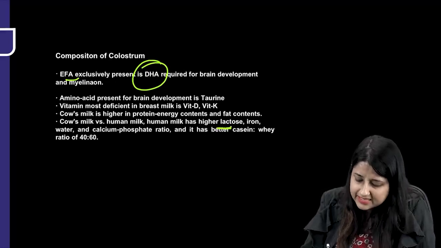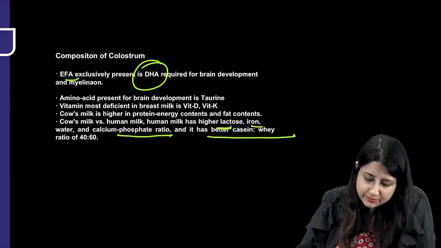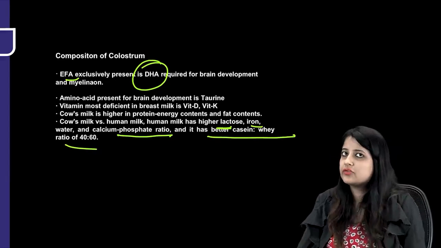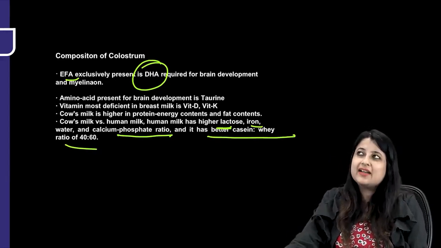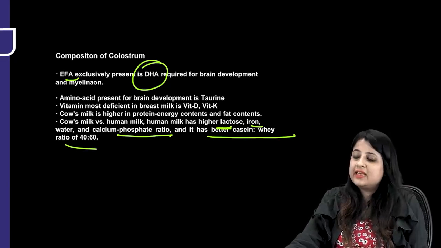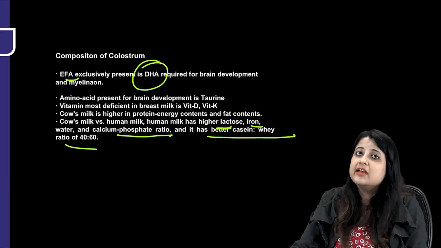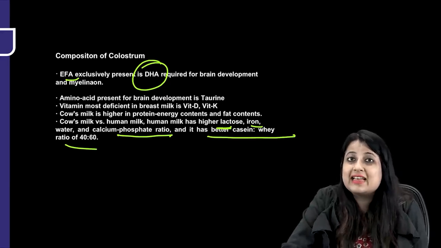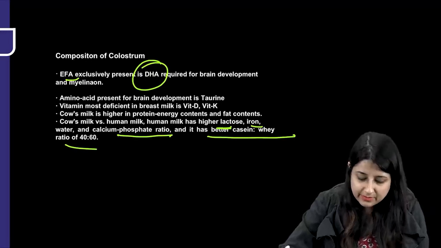Human milk, remember, has higher lactose, iron, water and calcium phosphate ratio, and it has a better casein to whey ratio of 40:60. The bioavailability is more. Although the fat, the protein, the energy, everything is more in buffalo milk than cow milk than breast milk, breast milk is easily digestible. It can easily be digested by the babies.